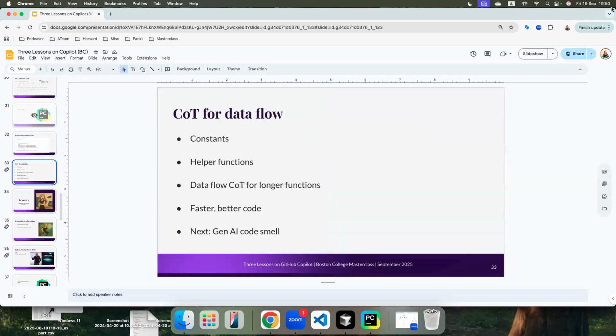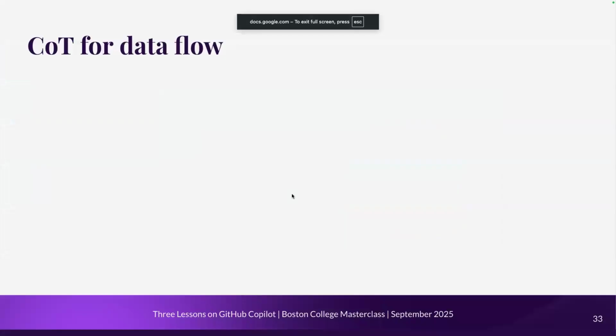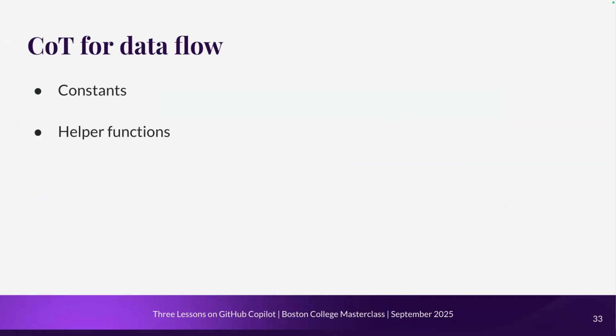Okay, let us understand what happened here. We talked about chain of thought for data flow, right? Because it was very simple for constants and helper functions, right? We just followed the Stacy framework, and we got the completions. But when we want to level up and have higher level definition of functions, this is time to apply chain of thought for the data flow.